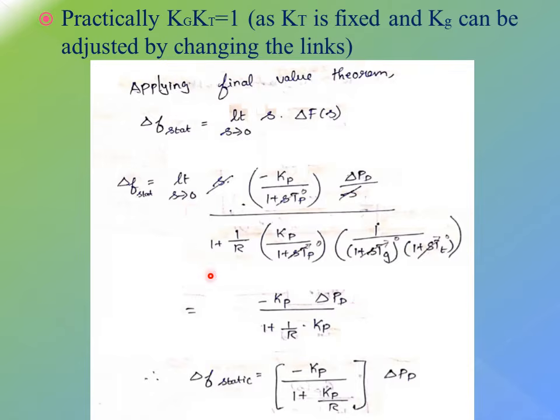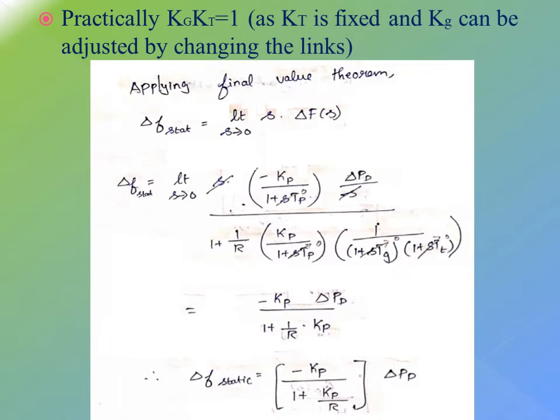Then we are going to apply the limit S tends to 0. When S tends to 0, all these terms will go to 0. So your final value will be minus KP into del PD divided by 1 plus 1 by R into KP. Here we take this del PD common. So del F static, our frequency change, will be equal to minus KP divided by 1 plus KP by R into del PD.